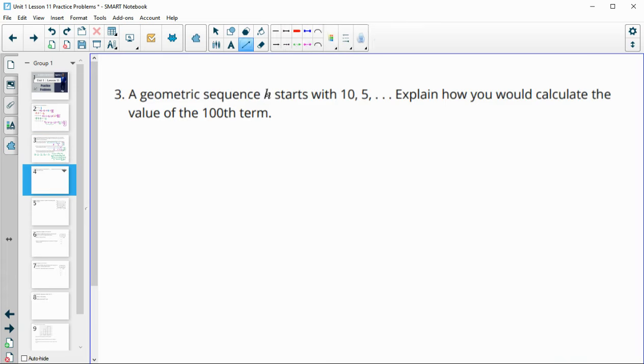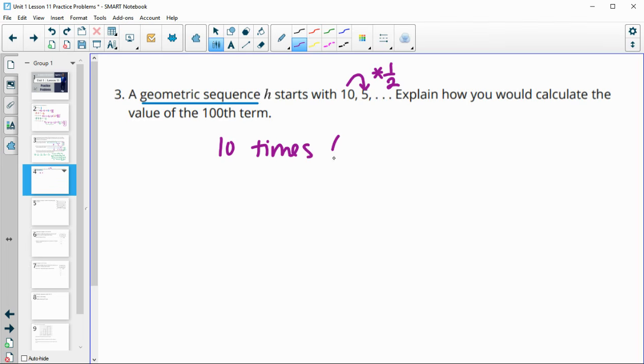Number 3, a geometric sequence starts with these two terms. So it's geometric, so we know that we're multiplying here or dividing. Explain how you would calculate the 100th term. In this case, to go from 10 to 5, we're multiplying by a half or dividing by 2. So we're going to have to take 10 times 1/2 99 times. Because remember, we took it times 1 time to get the second term, 2 times to get the third term, 3 times to get the fourth term. So then to get the 100th term, we would do it 99 times.